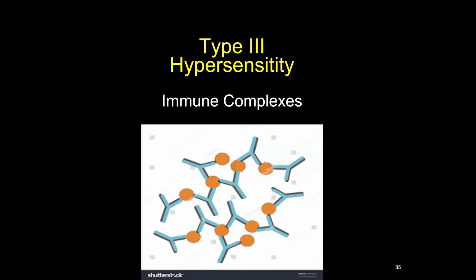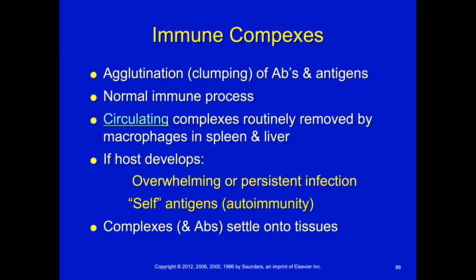So type 3 hypersensitivity. Again, this involves antibodies and antigens. This time they are forming clumps the way they are binding together, and these clumps are the problem. Clumping is actually agglutination, and it is a normal immune process. These complexes generally just circulate routinely through the bloodstream, and then they are screened out by macrophages located in the spleen and liver. So again, this is a normal occurrence and something the body is very capable of handling.